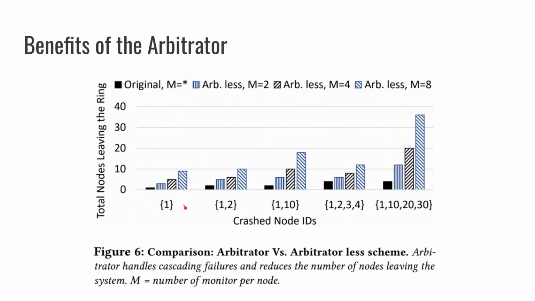In this chart, they measured the number of nodes leaving the ring with different failure detectors. The black bar here is the one with arbitrator, and the other bars are without, with varying number of monitor nodes. As the chart demonstrates, the arbitrator has far fewer nodes leaving the cluster. This is mainly due to the fact that the arbitrator-less scheme has a cascading effect on failures.